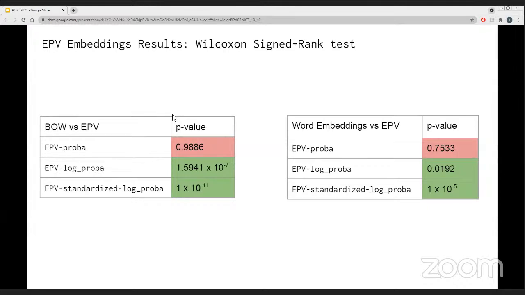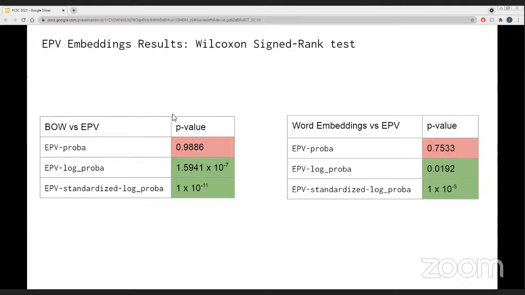So from the table shown, we can safely conclude that the EPV log proba and the EPV standardized log proba show an improvement compared to the baseline approaches, which are the bag of words and word embeddings. Meanwhile, EPV proba may have shown improvement when comparing the accuracy scores, but according to the results of the Wilcoxon signed-rank test, this may have happened due to coincidence.